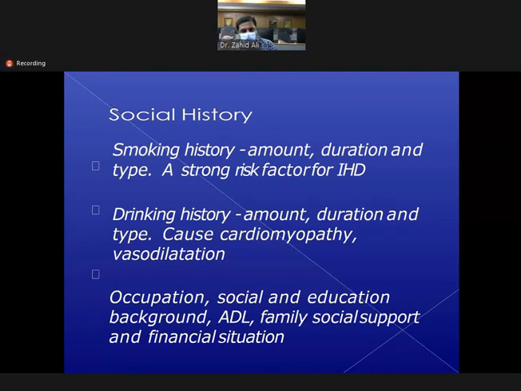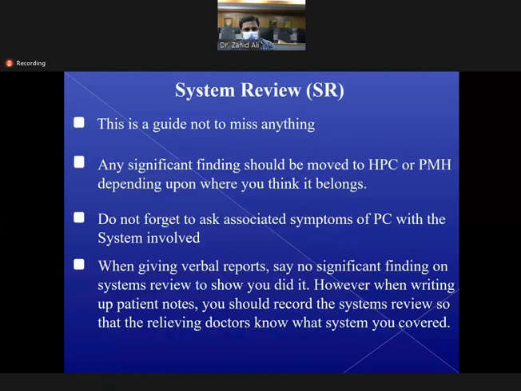Occupational history is also very important. Social background is very important. Family history is also very important. After you have taken all this, then comes the systemic review. In systemic review, there is a guide to not miss anything. Any significant finding should be moved to the history of present complaint or past medical history, depending upon where you think it belongs. Do not forget to ask about associated symptoms of the present complaint with the system involved. When giving verbal reports, say no significant findings in systemic review to show you did it.